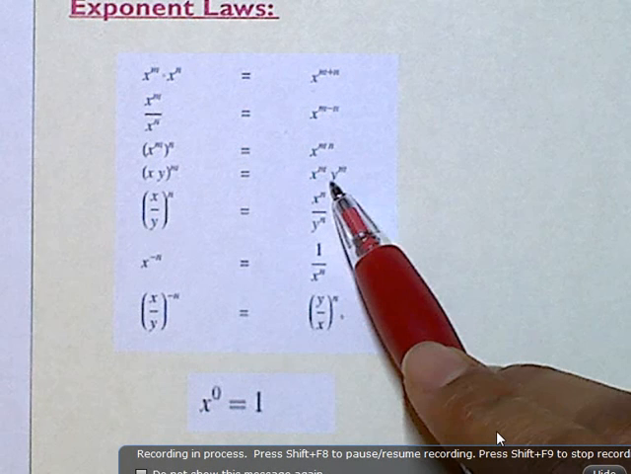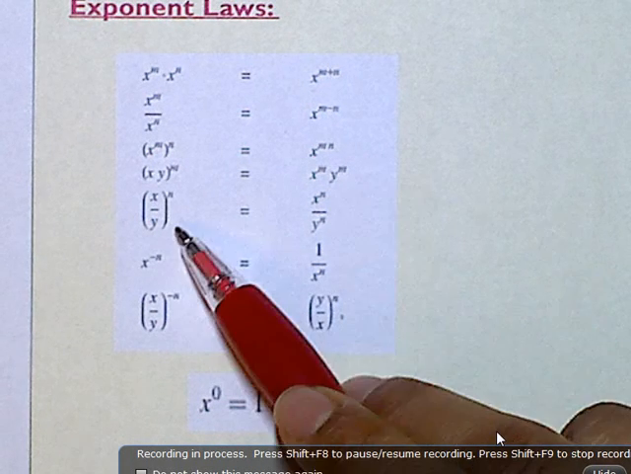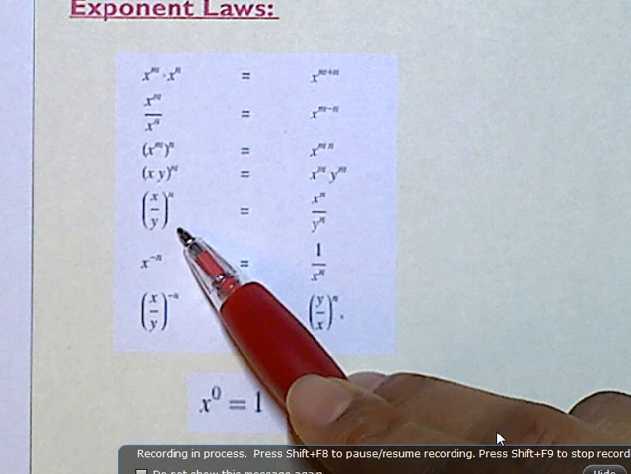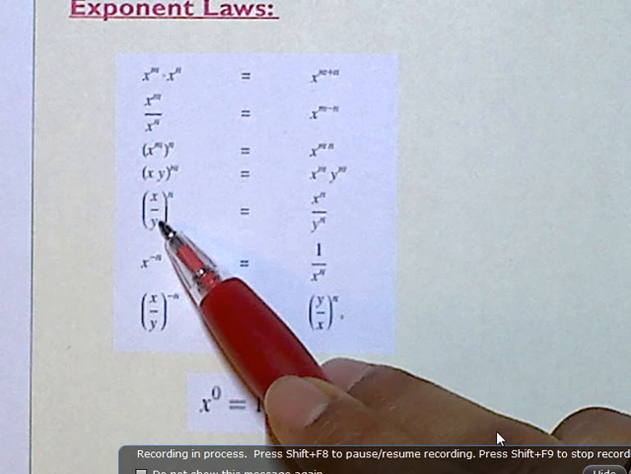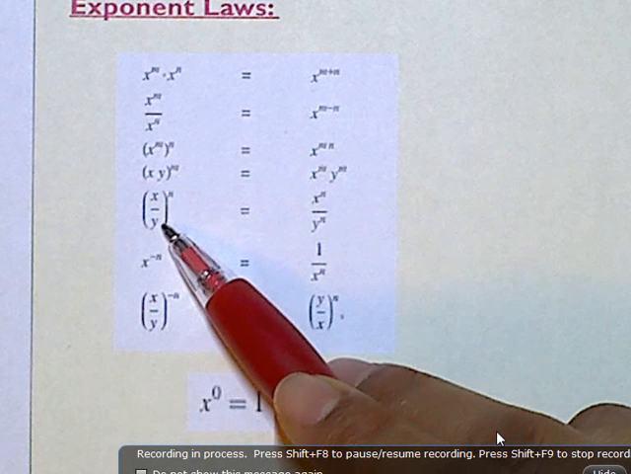Any negative exponent, you can take its reciprocal of that term and make it a positive. So if we have x to the negative n over 1, you can flip this to become 1 over x to the power of n.